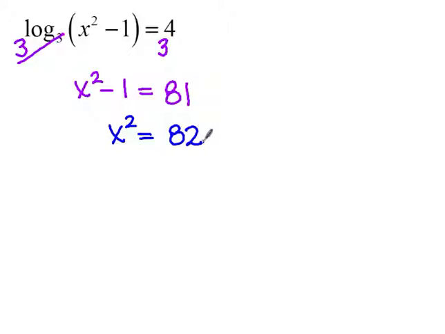How do you solve that now? The square root. The important thing here to remember is both the plus and the minus. So x equals plus and minus 9 point 0 6. Good job.